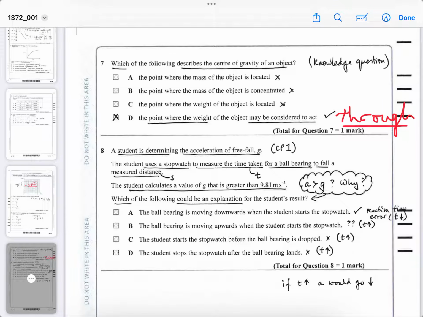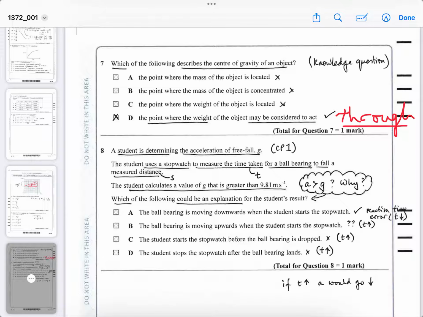Okay? So that's a knowledge question. D. And number 8 is determining the acceleration of free fall, which is the core practical one, which we couldn't do because we got the wrong timers. Hopefully they will arrive shortly over the Christmas period. The student uses a stopwatch to measure the time taken, T, for a ball bearing to fall a measured distance S. The student calculates a value of G that is greater than 9.81 meters per second squared.